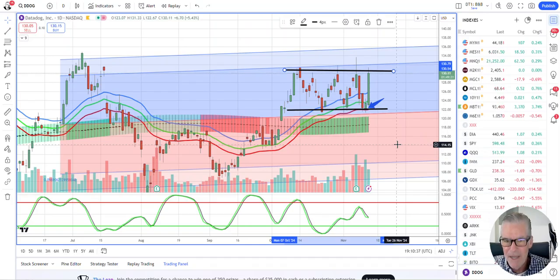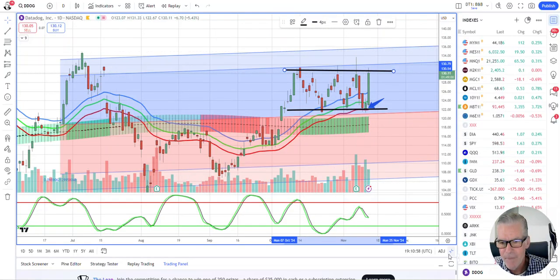Beautiful bounce back, and that's what you can see happen with holds of support and a reversal at that level. And you can see the market bias itself is green, so that gives us the green light to buy down there at support. One of the reasons why we bought it yesterday. Now, what else do I have on here?